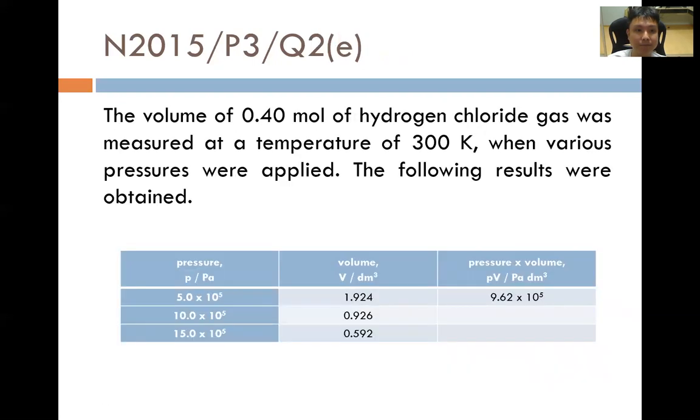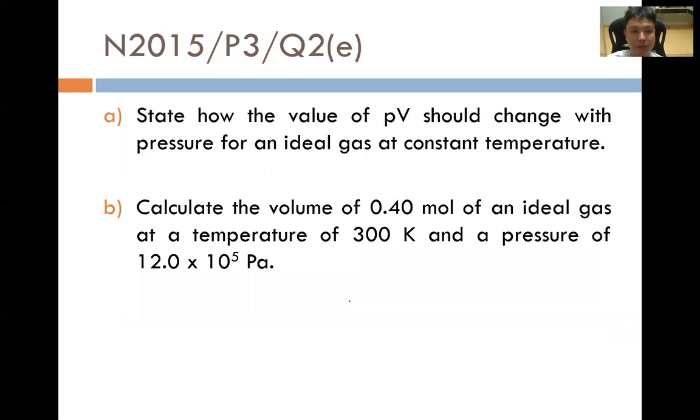Okay, so November 2015, paper 3, question 2E. The volume of 0.4 moles of hydrogen chloride gas was measured at a temperature of 300 Kelvin when various pressures were applied. The following results were obtained. So this is a table. At pressure 5 times 10 to the power of 5 Pascal, the volume is 1.924 dm cube. If we multiply these two together, we will get this value. They did it for another pressure, and this is the resultant volume. They did it at this pressure, and this is the resultant volume.